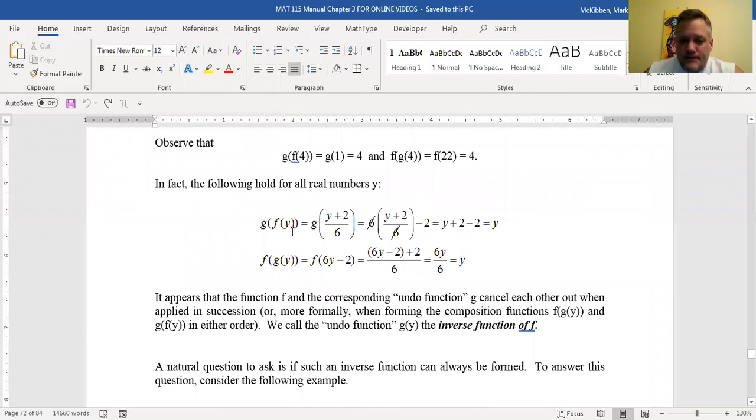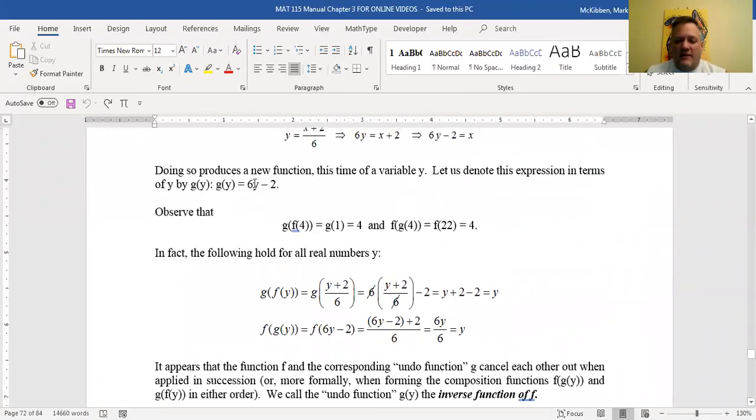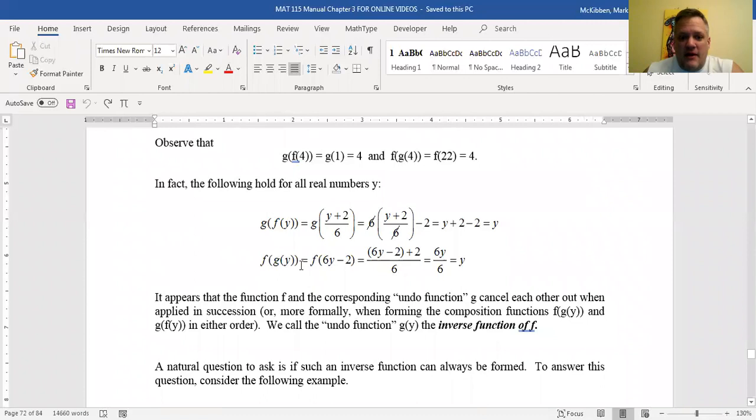If you do that in general, for any y you want, if I take g of f of y, that means I'm plugging this f of y in for the input into g of x, so I'm plugging it in for this here. The 6's cancel and the 2's then will cancel as well, giving you the input y back. And if I do the same thing here, but in the opposite order, f of g of y, I'm plugging in the expression for g of y into my formula for f, I get y again. So whenever this happens, for any input for which the functions are defined, we call them inverses of each other.